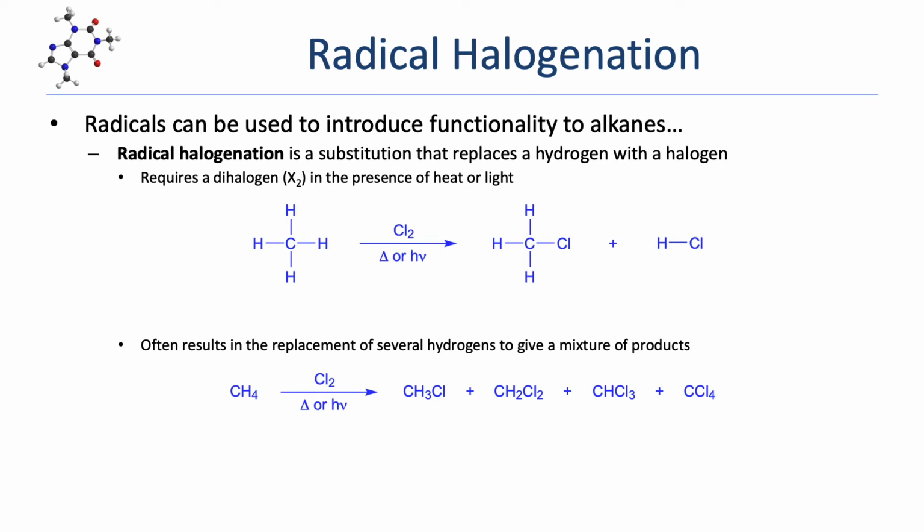Now, there's a really big problem with this reaction, and if you look carefully, you might spot it. The product also has hydrogen atoms, and that means that the product is reactive under the same conditions as the starting material. There's nothing preventing the chloromethane product from further reacting, replacing more of its hydrogens, creating dichloromethane and trichloromethane and tetrachloromethane. That's exactly what we see in this second reaction.